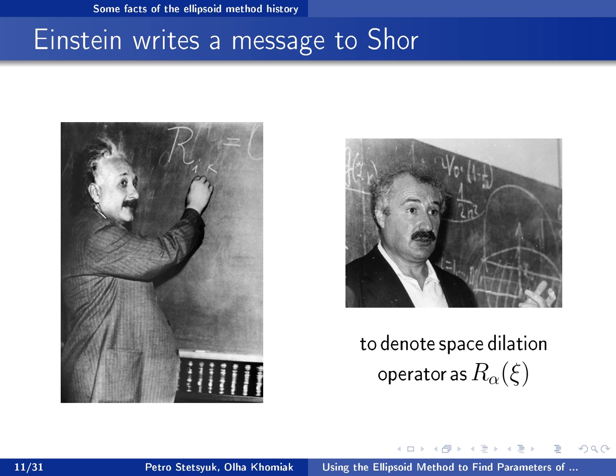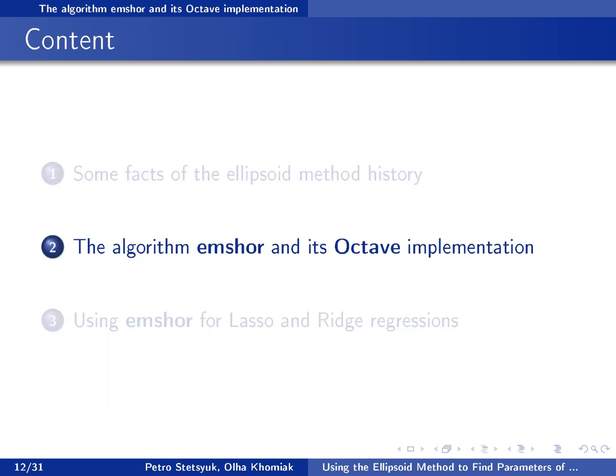Here on the board, there is a value of -1 divided by 2n squared, which we will see more than once on further slides in the course of getting to know the ellipsoid method. Now we finish the story about the history of the ellipsoid method and move on to the method itself, which is presented in the second part of our report.